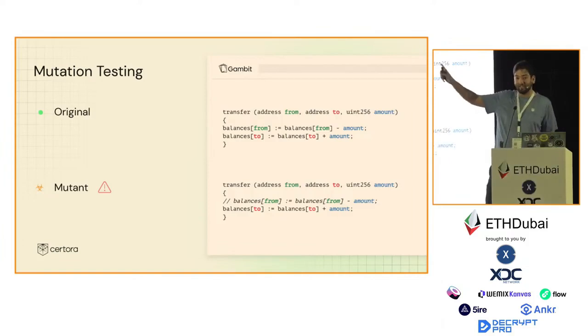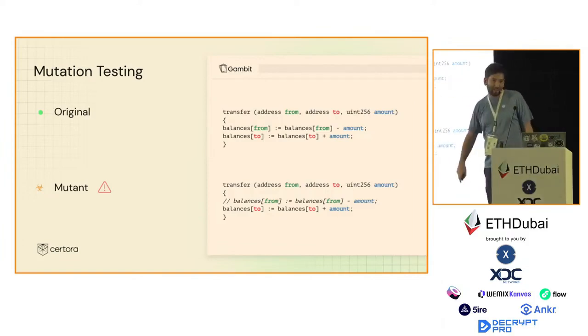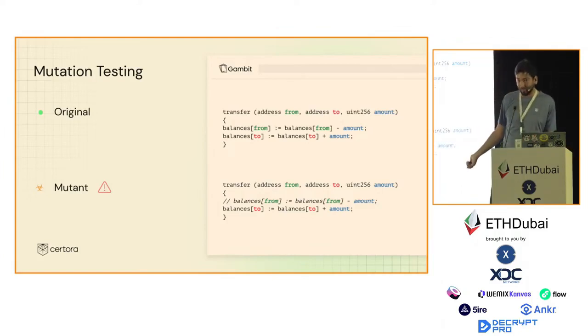Certora has a mutation testing tool called Gambit, and it's actually open source. You can go and use it with whichever other tool you want.